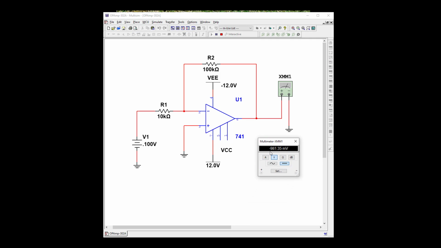And here we have minus 981 millivolts, which is pretty close to 1000 millivolts, which is 10 times our 0.1 volt input. And because it's an inverting amplifier, it's going to be minus. Okay, so let's turn off our simulation and open up our next lab file.